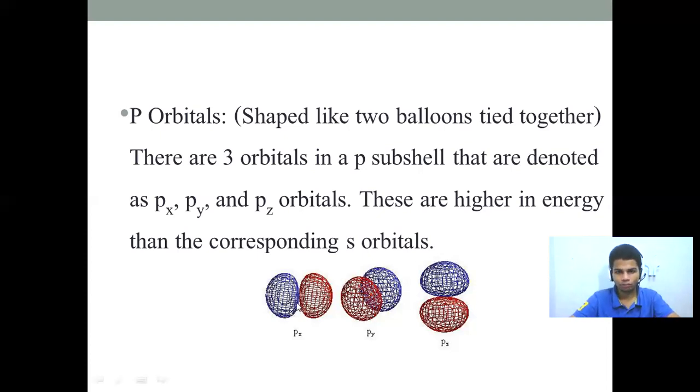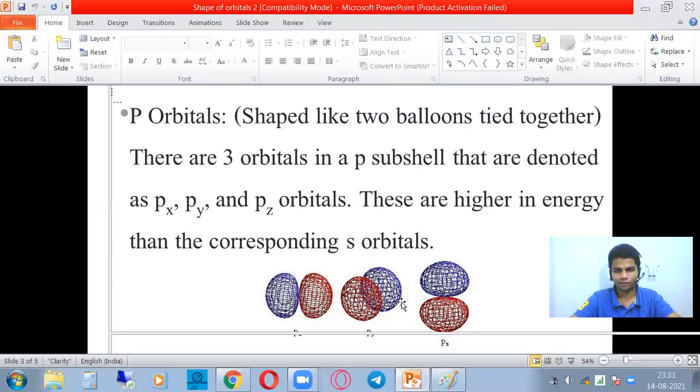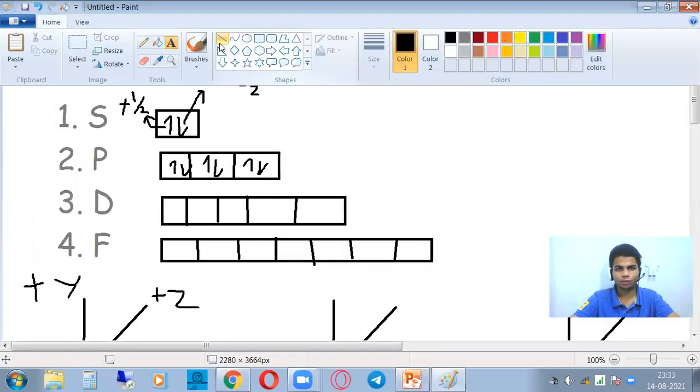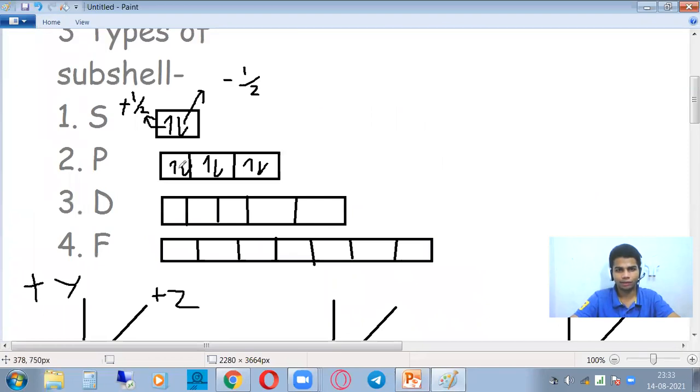But if you see right now, this is the px orbital, then the electron probability is only in the x region. If I see the py orbital, then you can see it only on the y-axis. And if I talk about the z-axis, then the electron probability is only on the z-axis. Let me describe that one as well. But first of all, we need to understand that we have three orbitals. The first one is the px orbital, this one, the second one is the py orbital, this one, and the third one is the pz orbital.